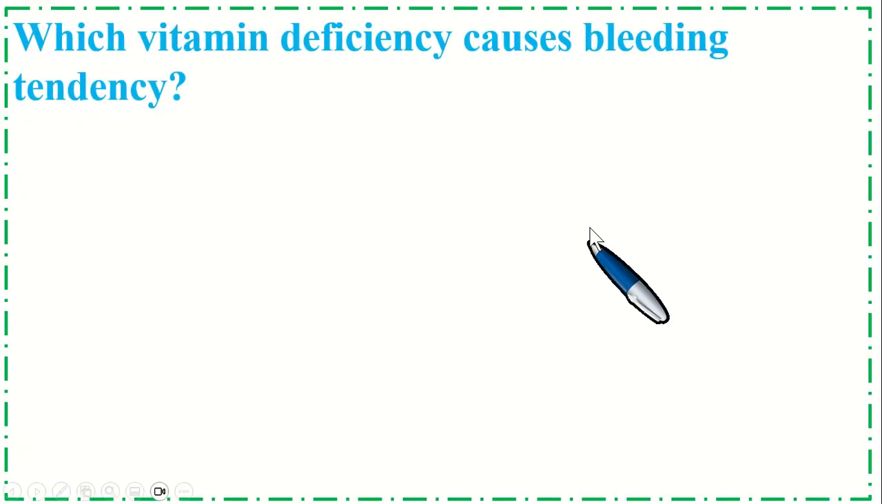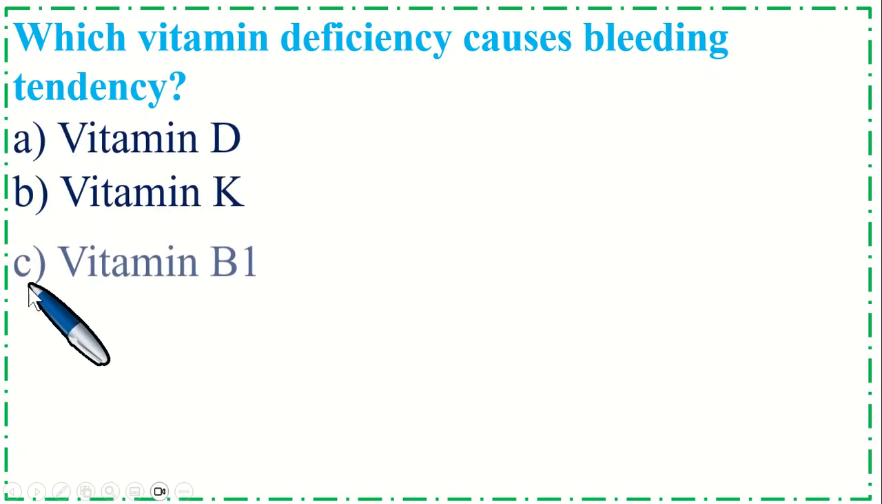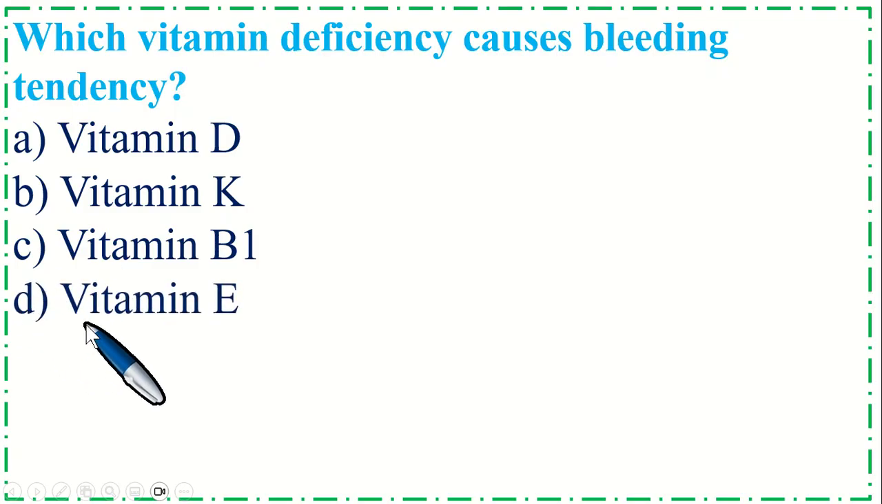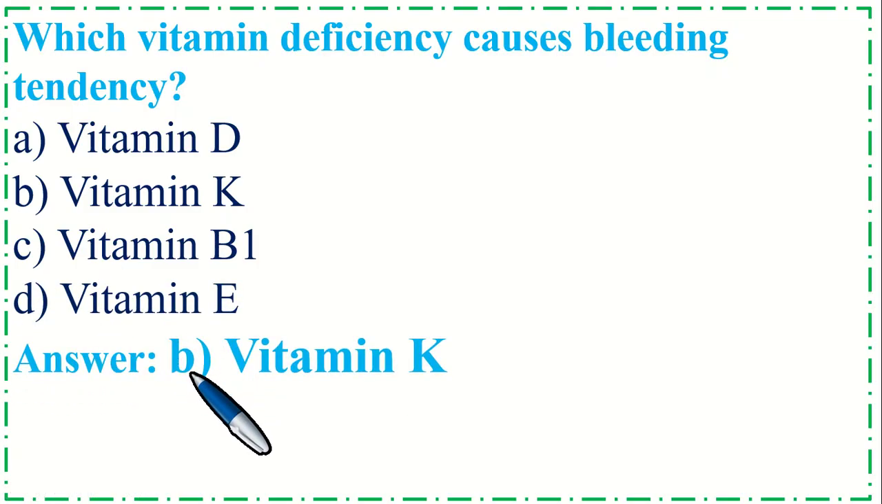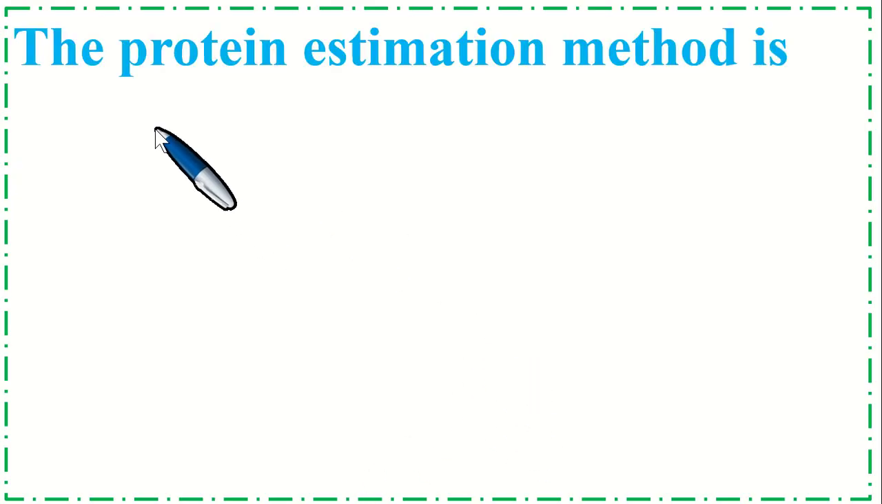Which vitamin deficiency causes bleeding tendency? Option A vitamin D, B vitamin K, C vitamin B1, and option D vitamin E. So the correct option is B vitamin K. Explanation: vitamin K is essential for synthesis of clotting factors. Dear students, this is very important MCQs.